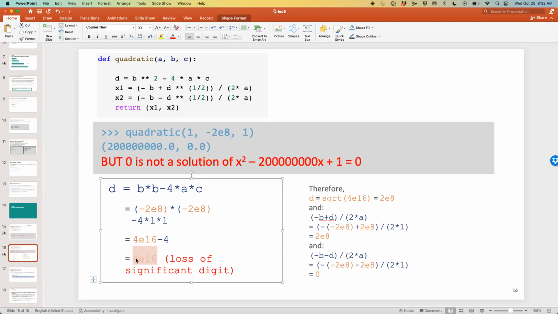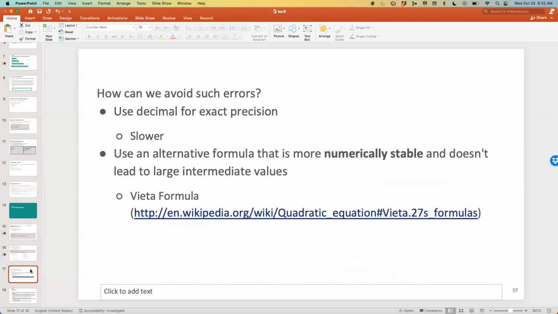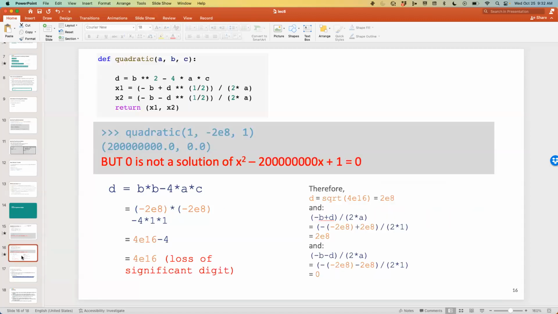So when d is 4 times 10 to the power 16 rather than 4 times 10 to the power minus 4, what you get is this value, minus b plus d divided by 2a. With the number, you get 2 times 10 to the power 16, and the other one is 0. So we couldn't get the result that we want, which is why the value that we get does not satisfy the equality, even though we follow the formula exactly. This is because for these equations, one of the roots is too big and one of them is too small. One is too big, so there is a loss of significant digit error.